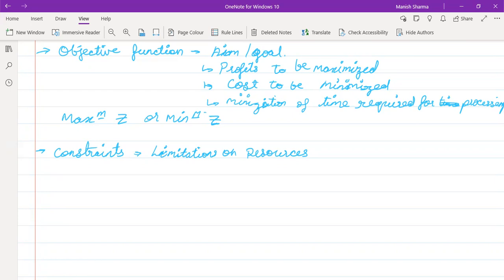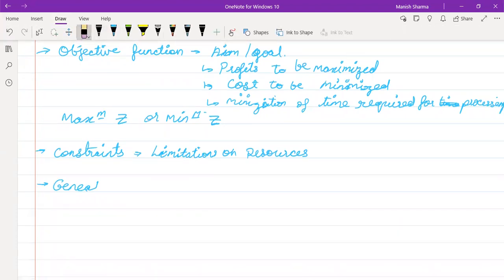Now, let us take one example, that way it will be easier. Before going to the example, let me just give you a generalized mathematical model of LPP.